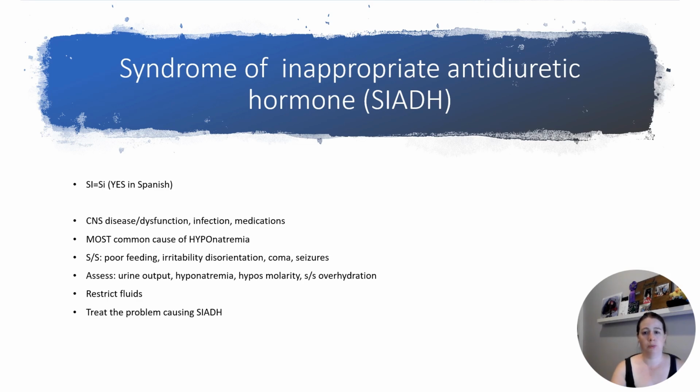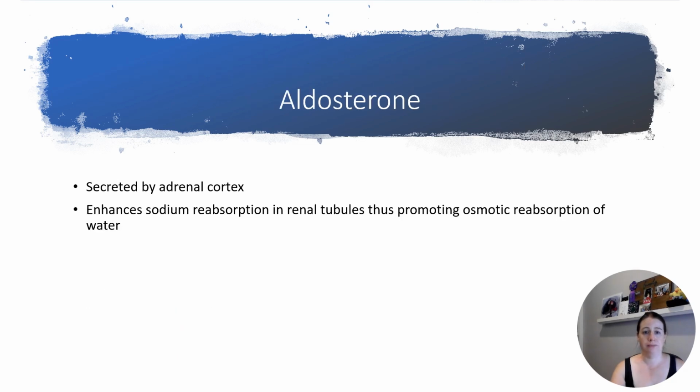SIADH tends to occur in people with heart failure or with a brain injury that affects the hypothalamus. The immediate management of choice here is fluid restriction. You're going to see signs and symptoms of volume overload, such as bounding pulses, increased blood pressure, and headache from all that fluid. They may have edema and really dark brown concentrated urine. The underlying cause here needs to be treated in order to resolve the SIADH.